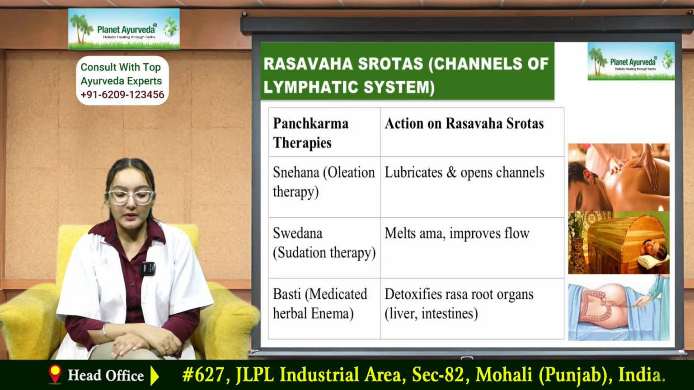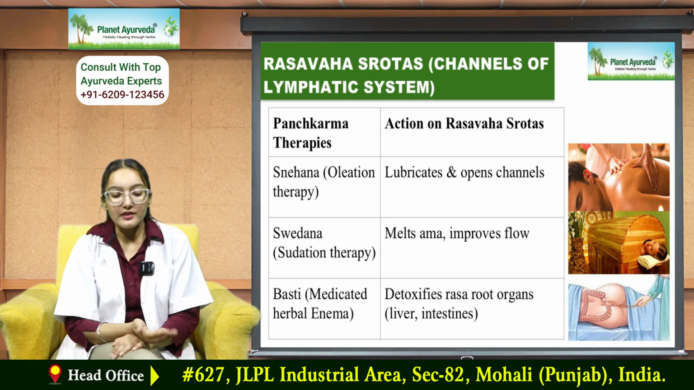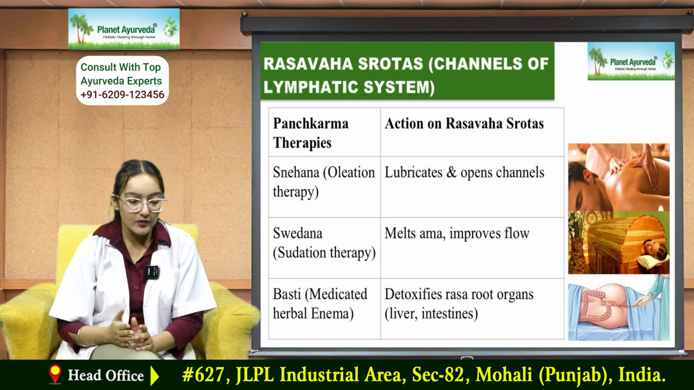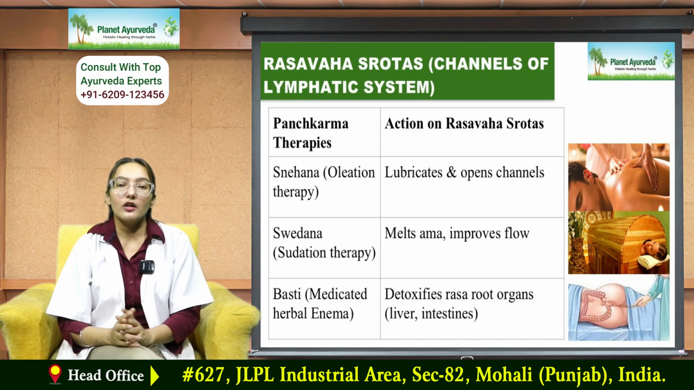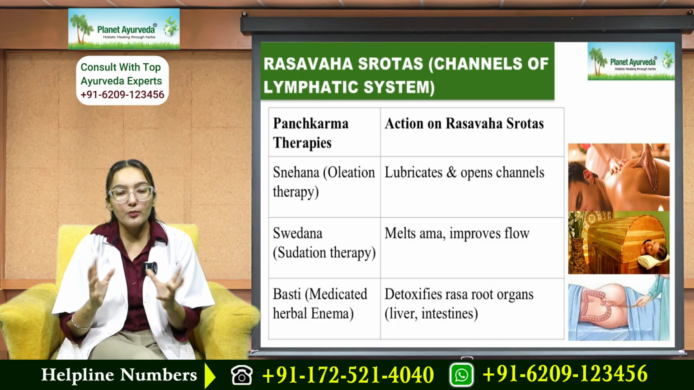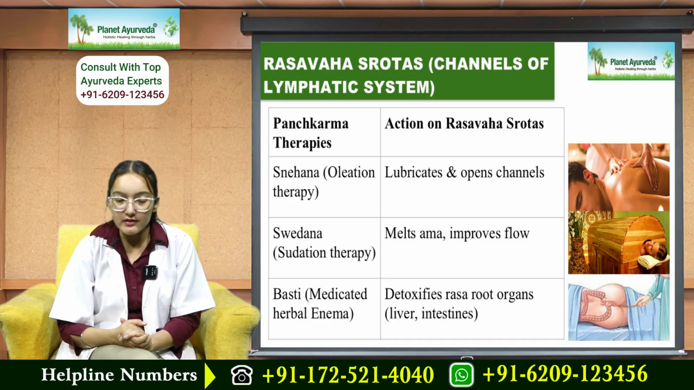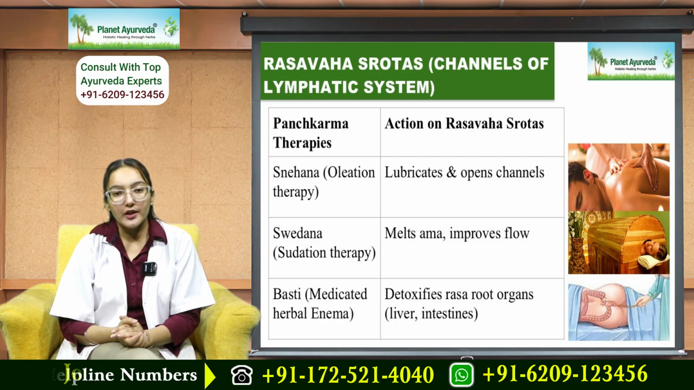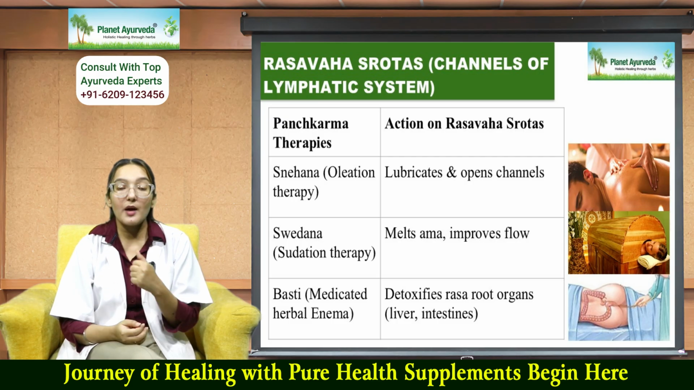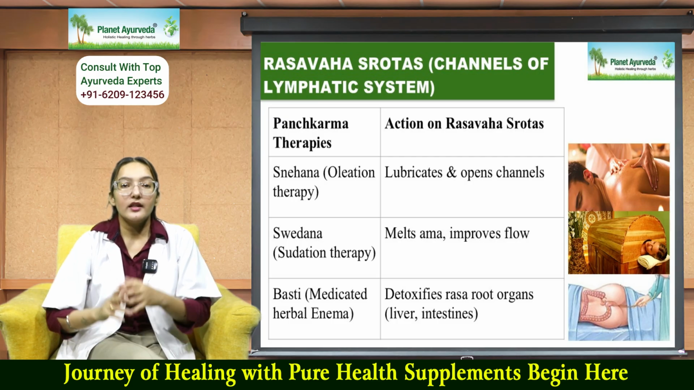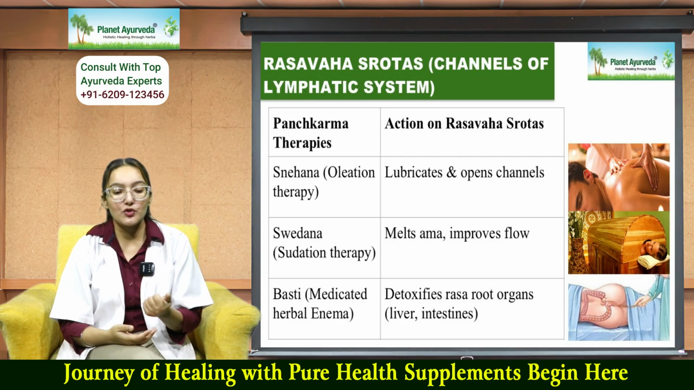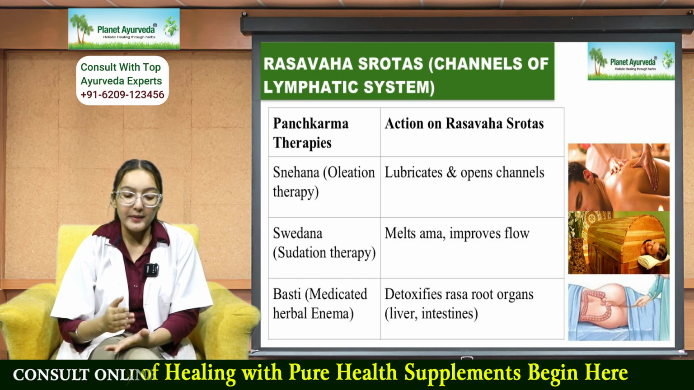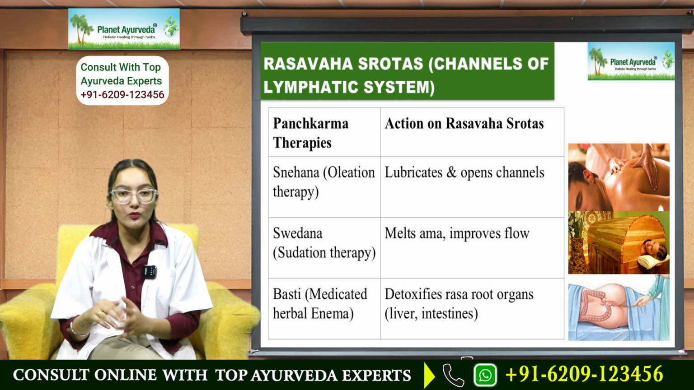Then comes the Panchkarma therapies. In Panchkarma therapies, one can choose Snehan, the oleation therapy, because it will lubricate or open up the channels. Then comes Swedan, or sudation therapy. It will melt the ama. Ama are the endotoxins that hinder the formation of rasa, and by melting the ama, it will improve the flow.